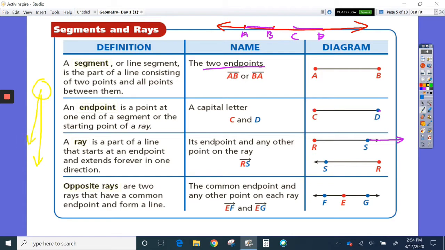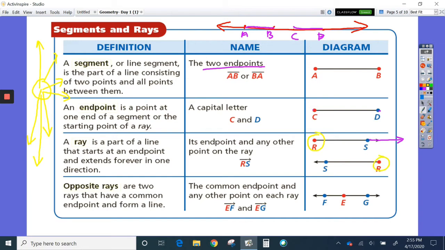Similarly, we have rays of the sun. Remember, we all drew this stuff when we were small, we drew rays of the sun. That's the easiest way to remember a ray. So a ray has only one endpoint out here, and it extends indefinitely on the other side.